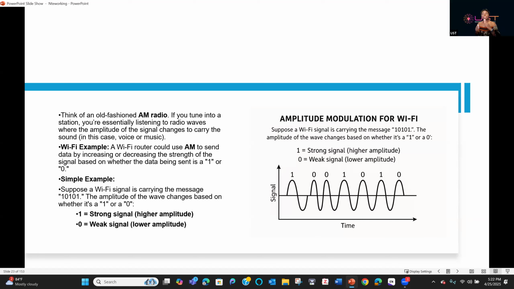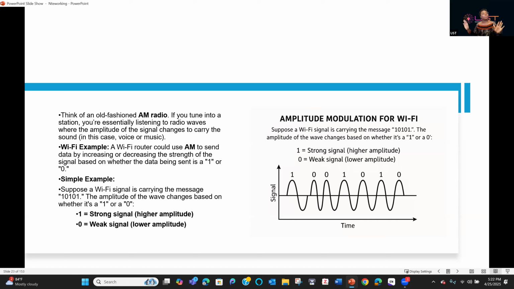So the amplitude, as I said, alters the carrier signal. It changes to carry that sound. And if it is a 1, that's a stronger signal, everything seems very clear and you can listen carefully. But if it's a 0, it's a weaker signal. That's where you hear some form of phony sound, right? They give a Wi-Fi example.